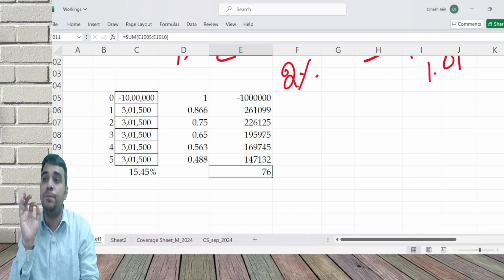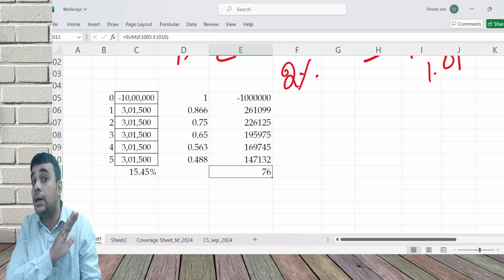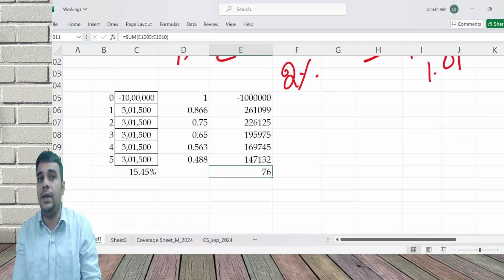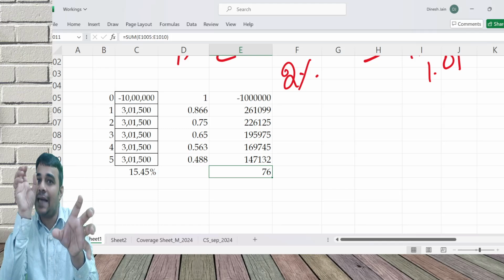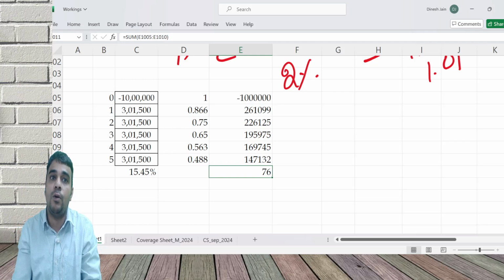At what rate my NPV is going to be zero. Again, I'm repeating, NPV zero does not mean we are not earning any return. NPV zero means my investment is giving exactly what my financiers want. What does a financier want?